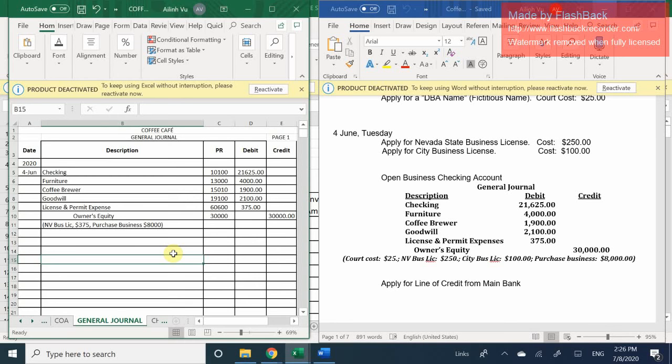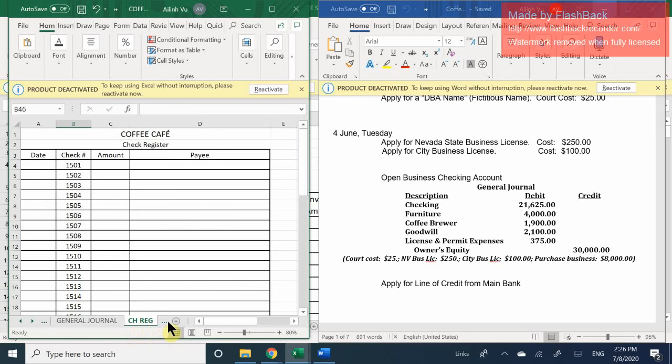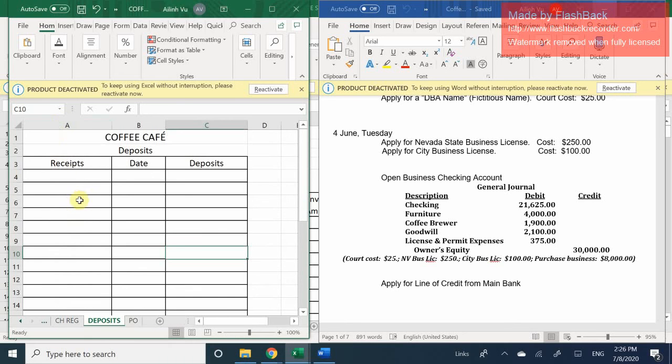Now, I told you that I want you to directly post this to your ledger. I want you to do step 4 of the accounting cycle right away. But before we do that, the first thing that we did in the very beginning is we made a deposit. We deposited in the bank $21,625. Exactly. So we're going to go to our deposits and receipts form, and that's the first thing that we did.